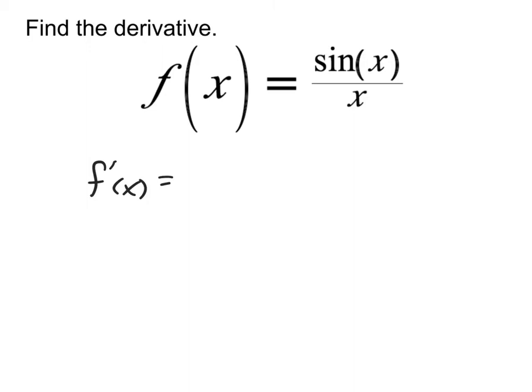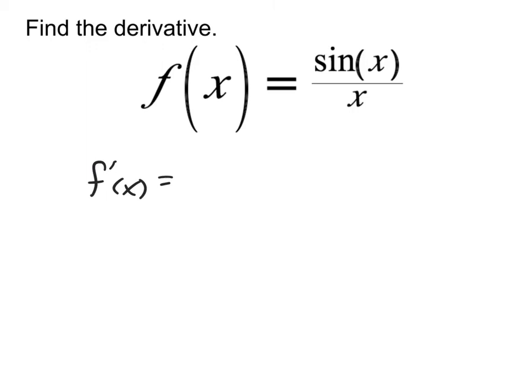Well, there is one other option that you actually could go with on this. You could have rewritten this as sine of x times x to the negative 1. Did I expect you to do it that way, though? No. I'm guessing that basically everybody would have done this using quotient rule. And so let's go ahead and walk through what that would look like.